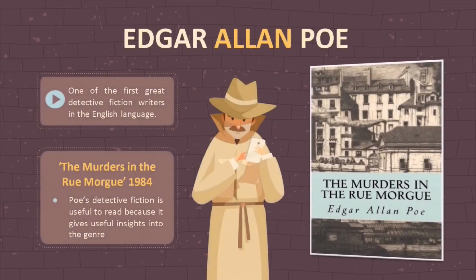Edgar Allan Poe was one of the first great detective fiction writers in the English language. Poe published his story The Murders in the Rue Morgue in 1841, featuring the detective C. Auguste Dupin. Poe's detective fiction is useful to read because it gives useful insights into the genre. Through Poe's characters' words, we form a better idea of how to create detectives who are a cut above. Besides reading the masters for clues on how to write a detective story, learn the basic ingredients of detective fiction.